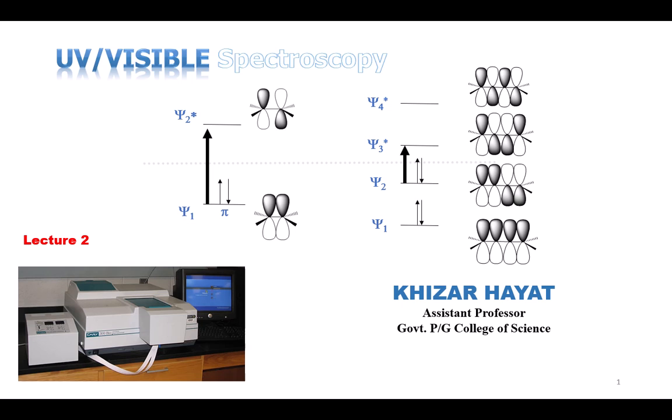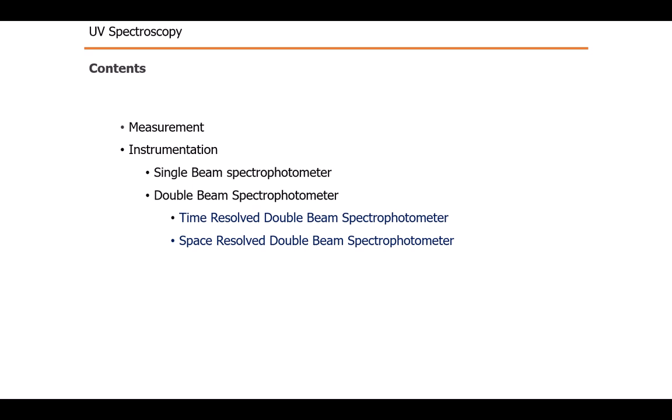It's lecture 2 of UV visible spectroscopy. We will discuss the methods of measurement and instrumentation. Two types of instruments are used here: single beam spectrophotometer and double beam spectrophotometer. Double beam spectrophotometer is further resolved into two types: time resolved and space resolved spectrophotometers.